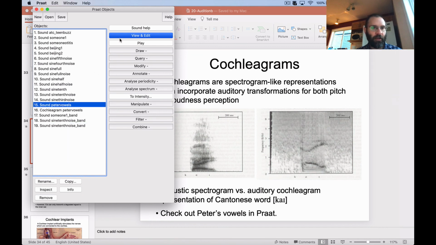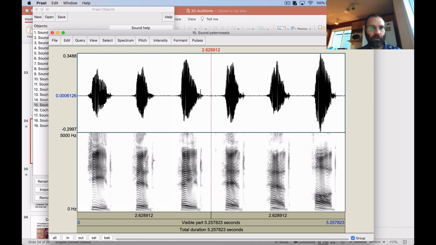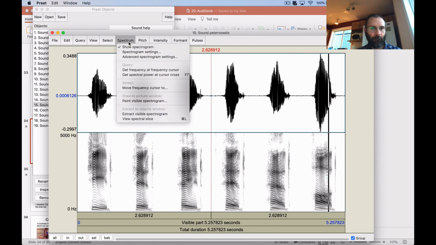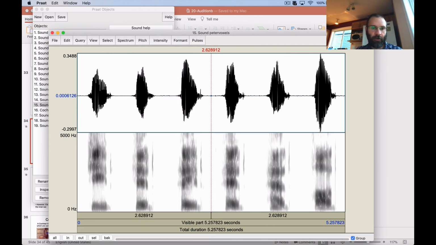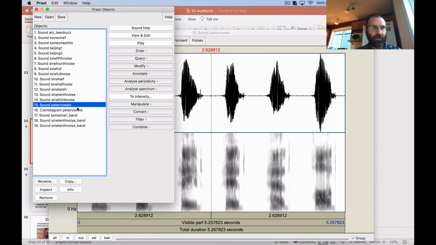I've got some vowels here from Peter Ladefoged. Heed, hid, haid, head, had, hard. I'm going to change back to a wideband spectrogram so you can see the formants better. Heed, hid, haid, head, had, hard. And I will convert this into a cochleagram. I've done it before, but I want to do it so that you guys can see how it's done.